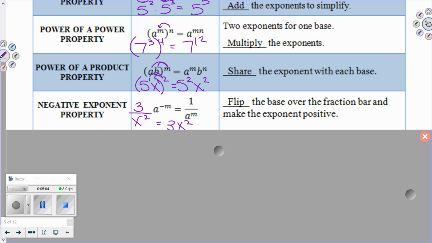Can the base number itself be negative? Is that allowed? Could that be a negative 3? Would that be okay? It can. What's not allowed to be negative? The exponent. Now, there are so many little rules with exponents. Those are the big things, okay? So the base can be negative. That's okay.